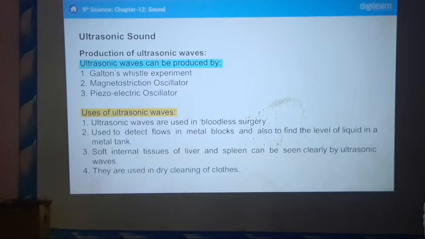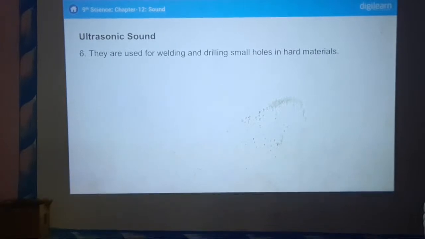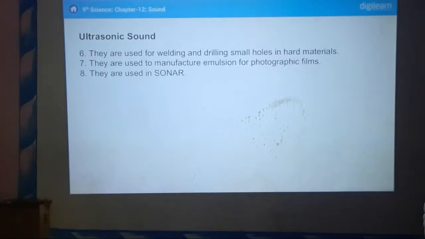4. They are used in dry cleaning of clothes. 5. They are used to cure pneumatic pains. 6. They are used for welding and drilling small holes in hard materials. 7. They are used to manufacture emulsion for photographic films. 8. They are used in sonar.